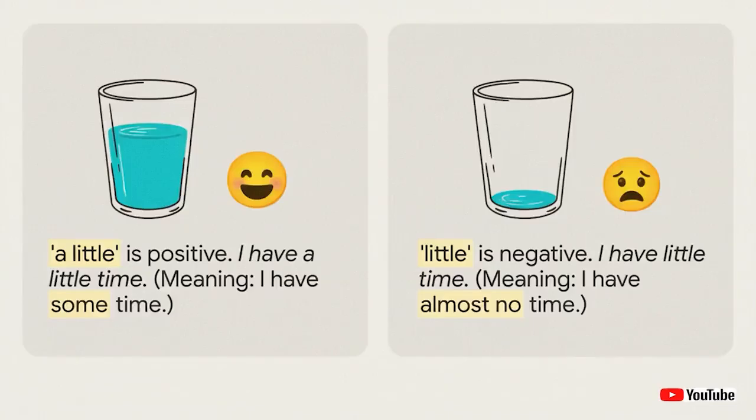Okay, pay close attention here because this is a subtle one, but it's so powerful. That tiny little word "a" completely changes the feeling of the sentence. If you say, I have a little time, that's positive. It means you have some, maybe enough to help. But if you say, I have little time, that's negative. It means you have almost none and you're feeling stressed. The exact same thing applies to a few versus few.